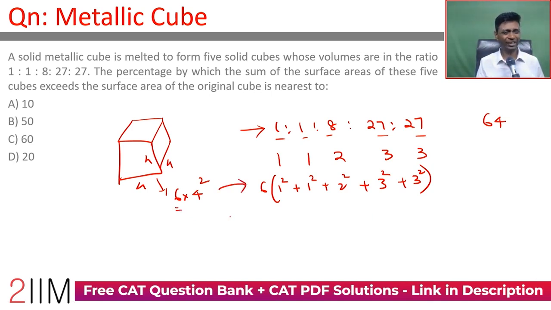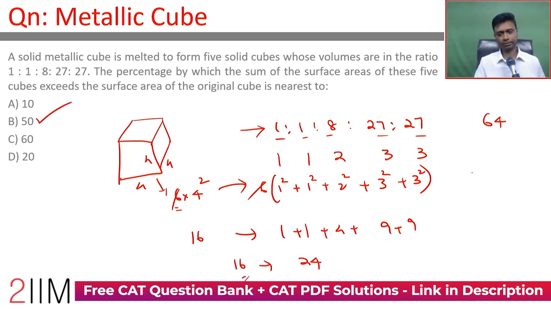Think about percentage increase. So we just need to worry about the ratio. 4 square is 16. So we can forget about the 6. 1 plus 1 plus 4 plus 9 plus 9. This 9 plus 9 is 18. 18 plus 6 is 24. 16 to 24. It's an increase of 8, or from a base of 16, we are looking at 50%.